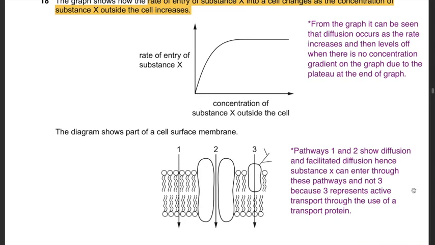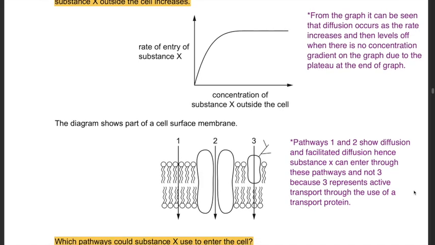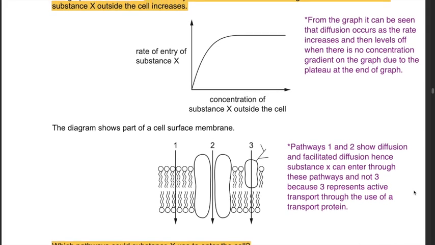Question 18. The graph shows how the rate of entry of substance X into a cell changes as the concentration of substance X outside the cell increases. The diagram shows part of a cell surface membrane. Which pathways could substance X use to enter the cell?